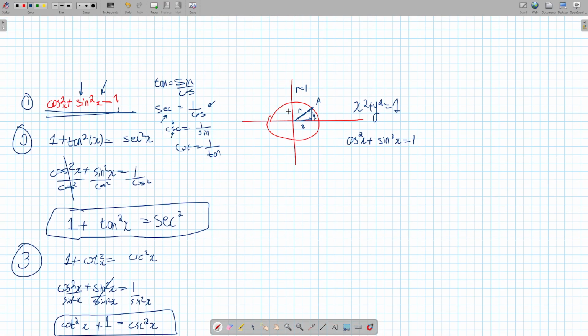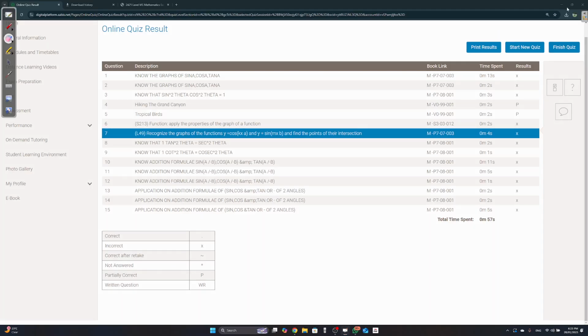We're done with the identities. Let's start solving, and then I'll come to the addition formula.